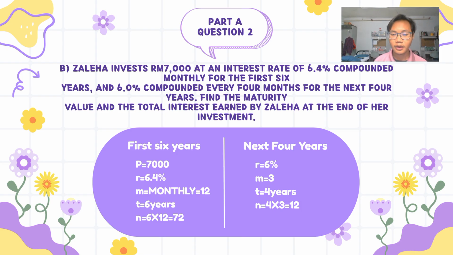Question 2, Part B. Zaliha invests RM7,000 at the interest rate of 6.4% compounded monthly for the first 6 years and 6.0% compounded every 4 months for the next 4 years. Find the maturity value and the total interest earned by Zaliha at the end of the investment.